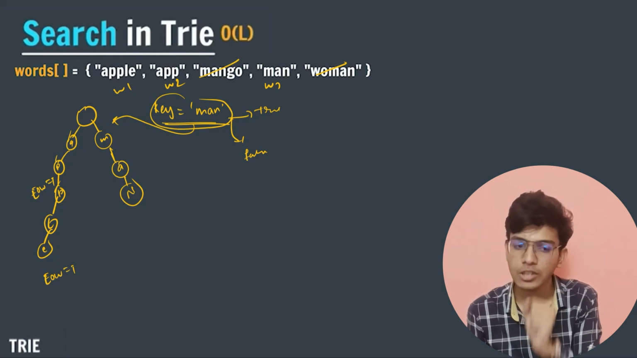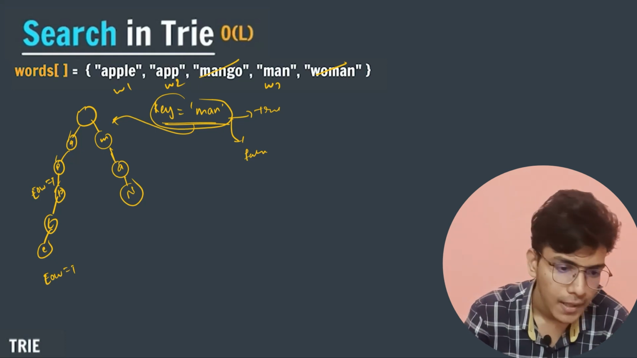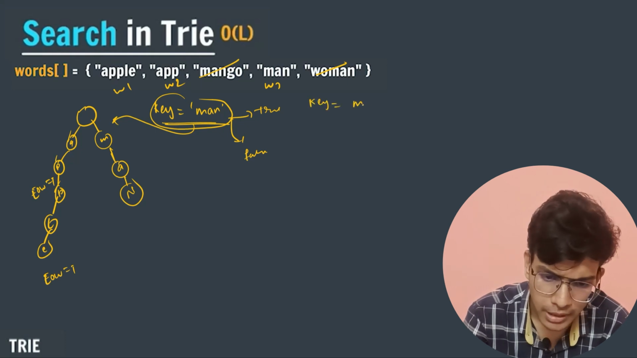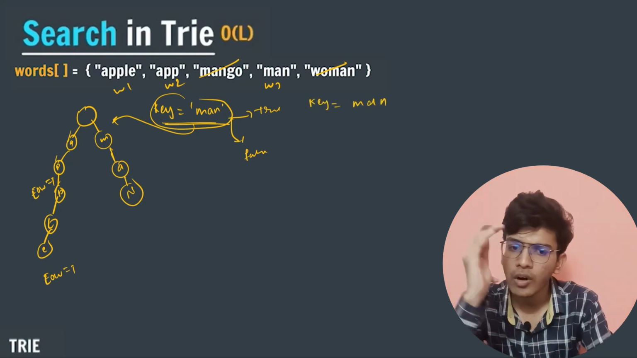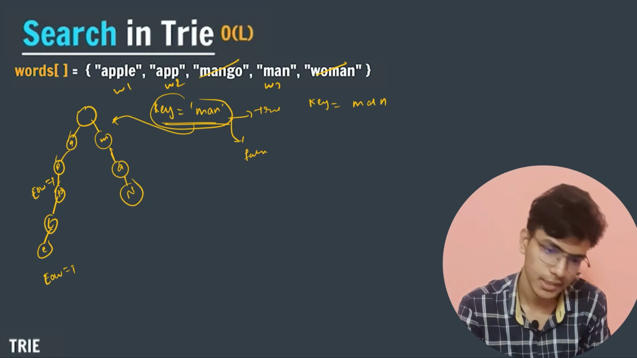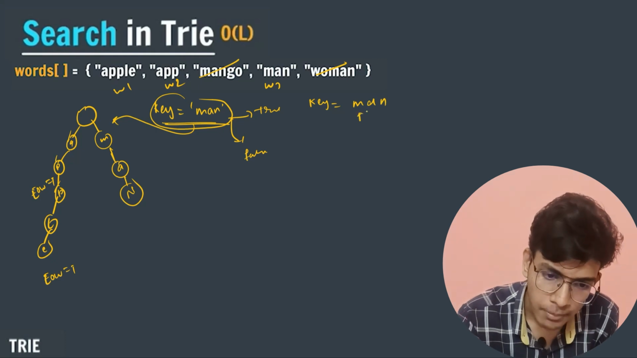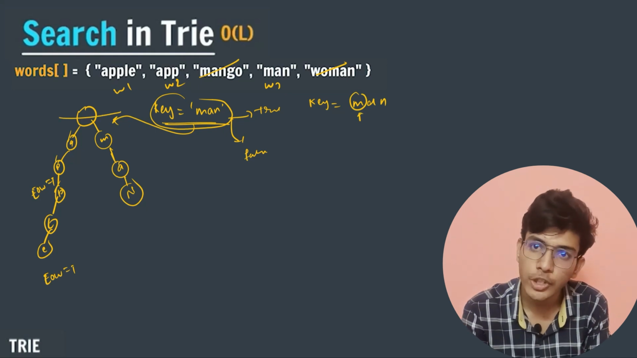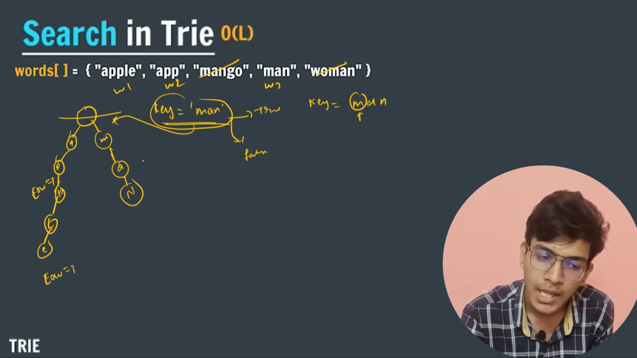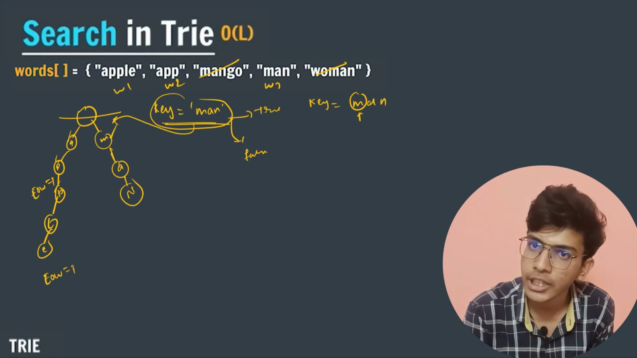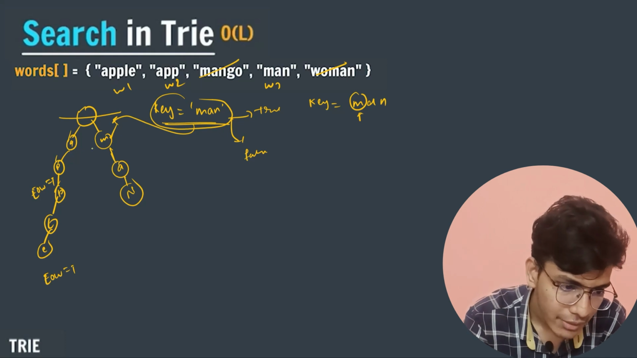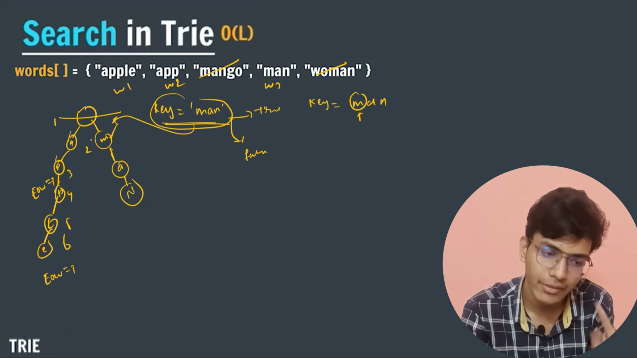First of all, I will run my loop. Say this is my key, M, A, N. So I will run a loop over my key characters. I will come to this M and check whether the root node has a child whose value is M. Here you can see that the child value is M. If it is M, then go to that level. So I will come to level 1, and then go to level 2.